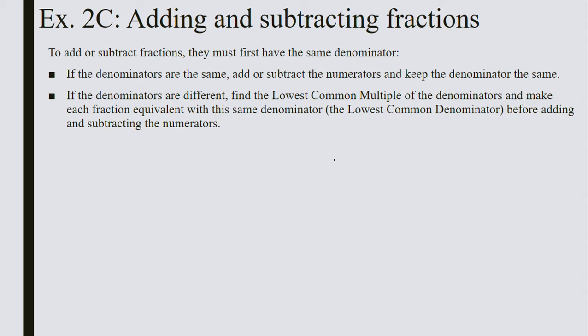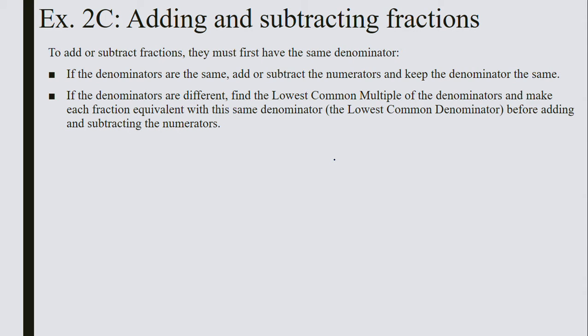So before you add or subtract fractions, they have to have the same denominator. If the denominator is already the same, you can go straight to addition or subtraction. You're looking only at the numerators. So what happens is the denominator stays the same.